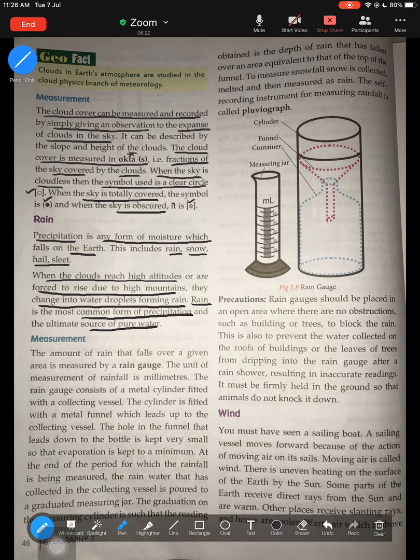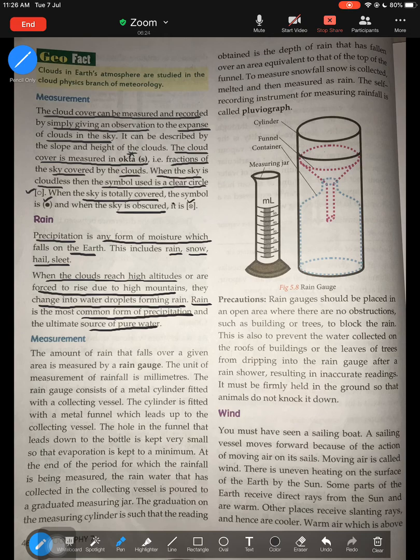Now coming to the instrument part, what is the instrument used to measure rainfall? The amount of rain that falls over a region is measured by an instrument known as a rain gauge. So rain gauge, this is the instrument to measure rainfall. So let's try to understand how this rain gauge works. Please underline, the rain gauge consists of a metal cylinder fitted with a collecting vessel.